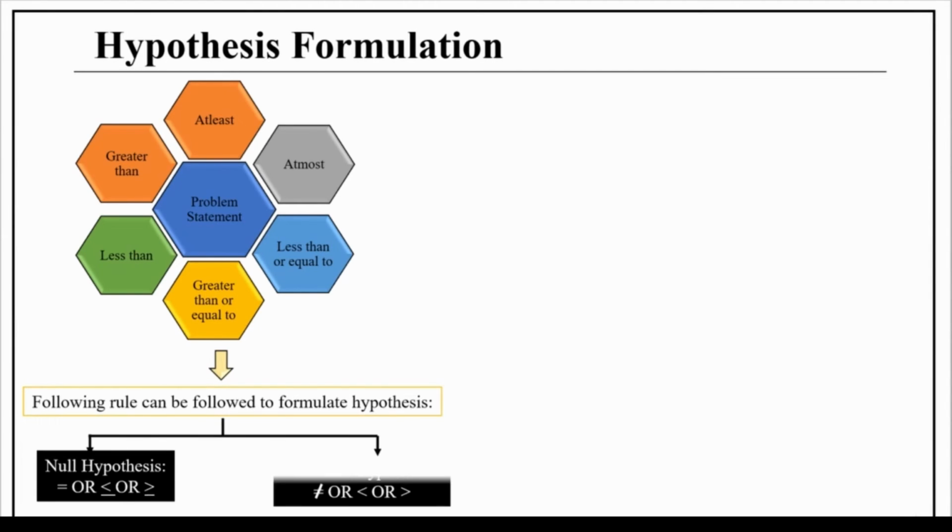It can be formulated mathematically by following certain rules. The first one for null hypothesis is the claim statement has equal sign or less than and equal sign or greater than and equal to sign. Now for alternate hypothesis, it has not equal sign or less than sign or greater than sign. Let's take an example to understand it.